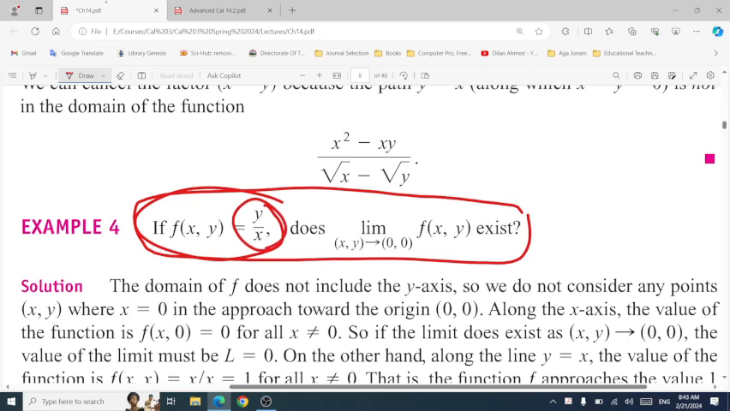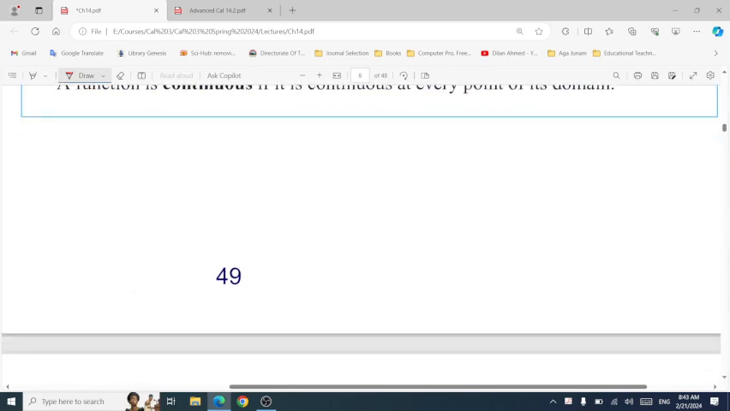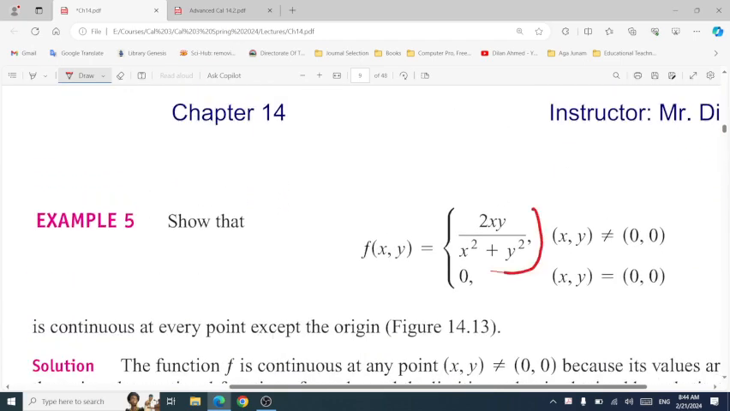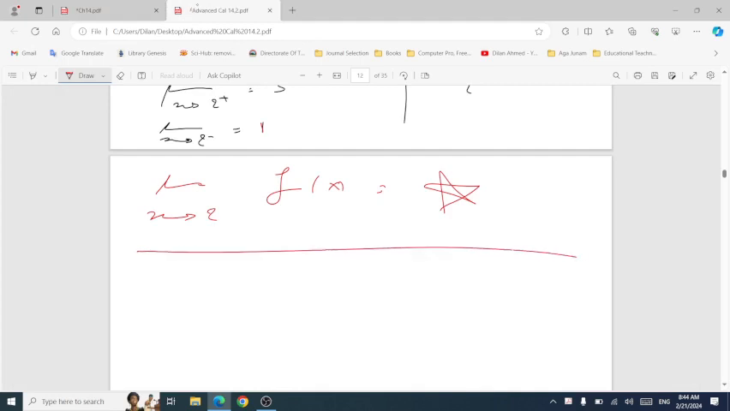Limit for two variables. Clear? We are going to another part. I'm using an example for continuity. 2xy over x squared plus y squared. The limit as x, y approaches 0. The example we studied: 2xy over x squared plus y squared.